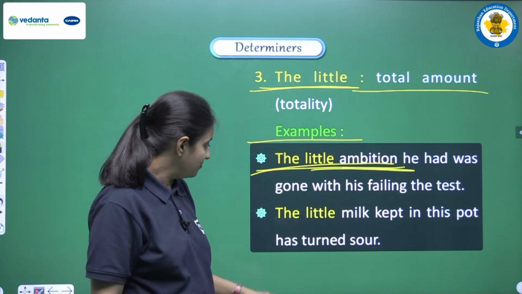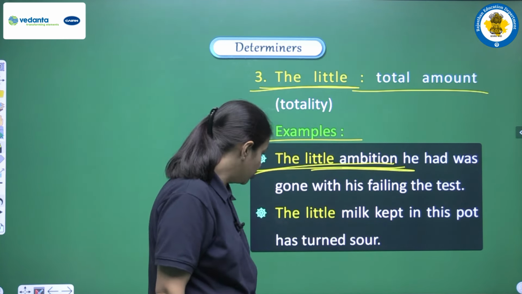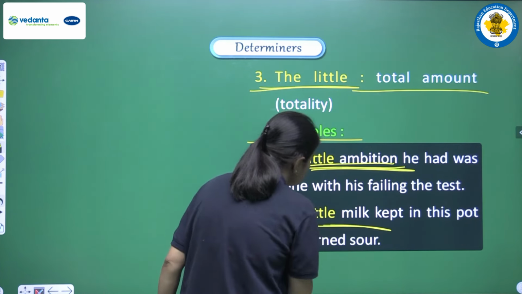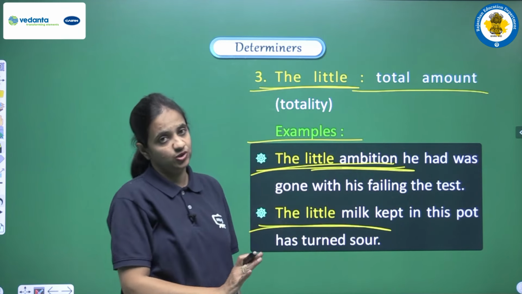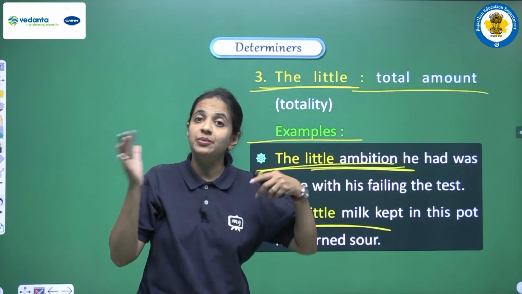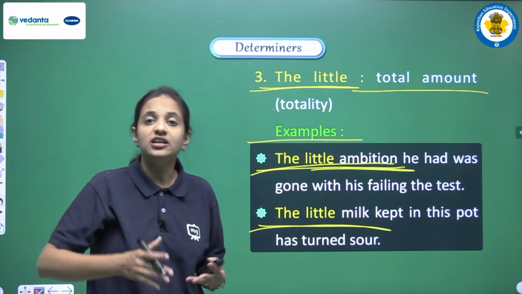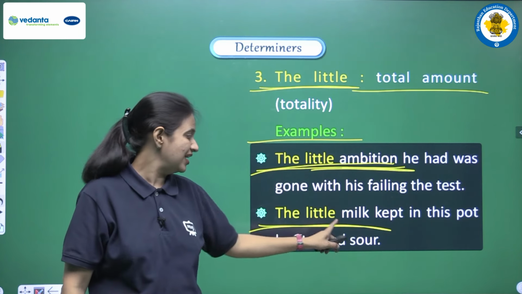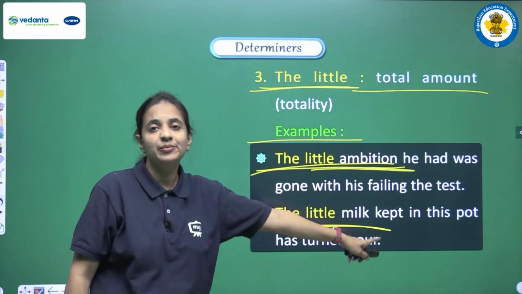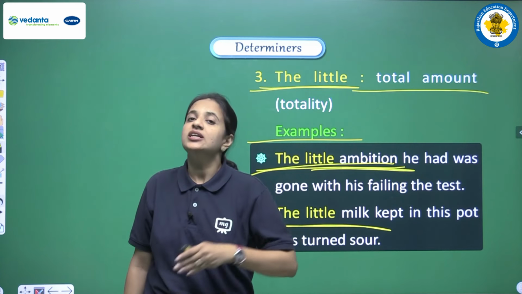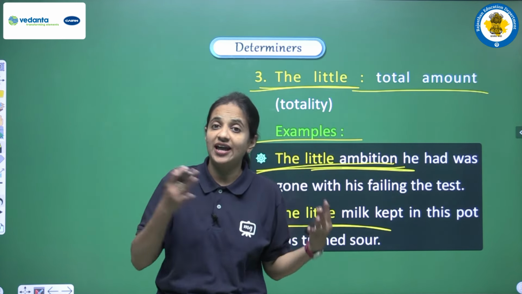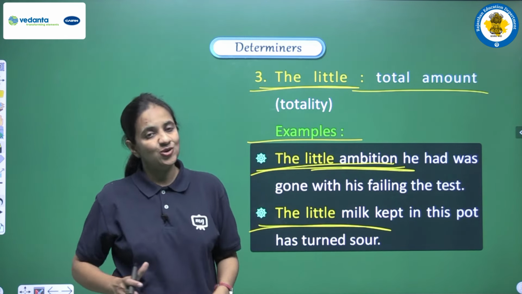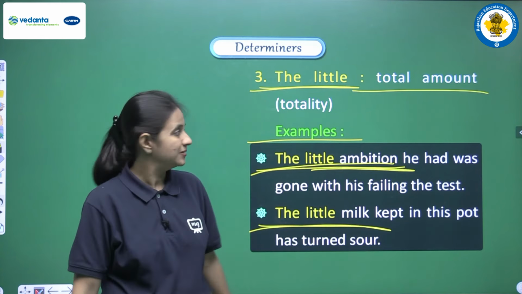One more example we are having. The little milk kept in this pot has turned sour. So now we are saying that the entire milk, the total milk that was there in this pot. Okay, so again हम उस pot में जितना भी milk था, so again we are talking about the total amount, the total quantity of the milk. So this is the reason we are using the little here before milk. Okay, so just like the few, the little is also used to show the totality. The few we have to use before countable nouns, and the little we have to use before uncountable nouns.